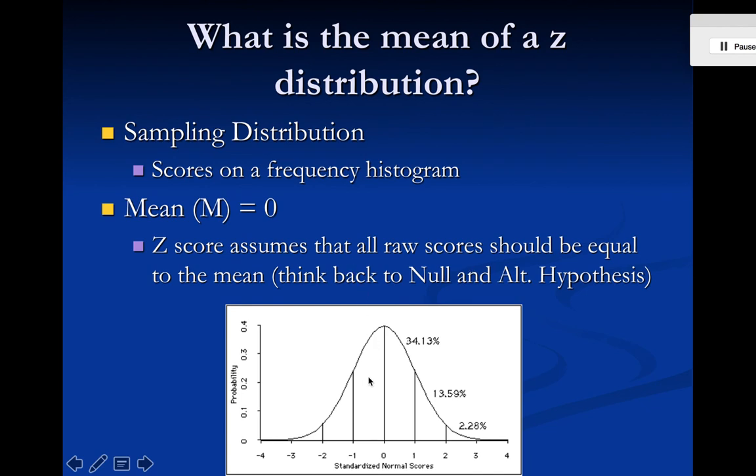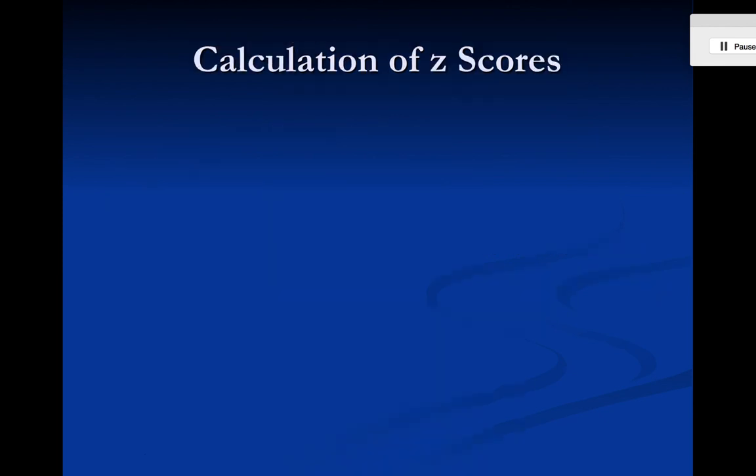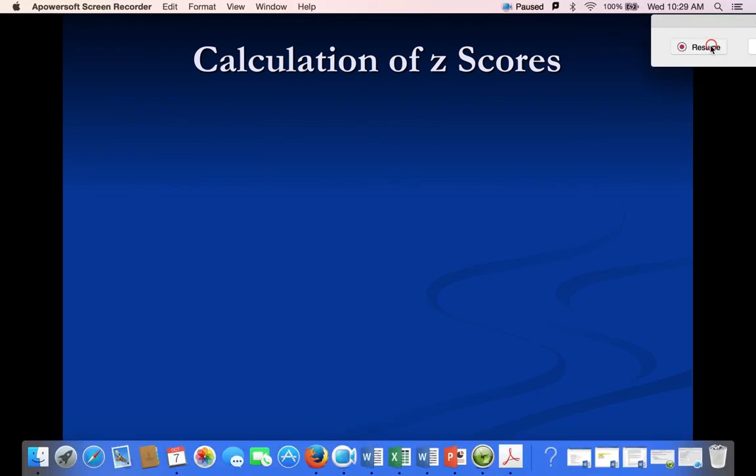So here, what am I going to try to do? I'm going to try now to find how far every single score in my distribution or in my data set is from the mean. The mean is going to be right here. Assume that this would be representative of the mean for your specific distribution. Okay, so now let's look at how we calculate the z score.